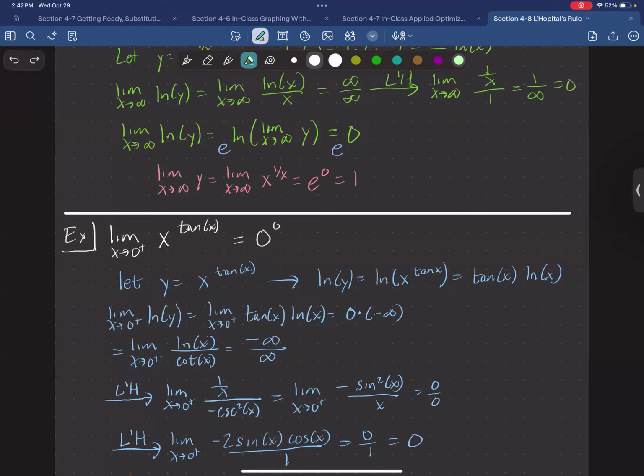That's not the answer. We didn't start with the limit as x goes to 0 of natural log of y. So we've got to get rid of the natural log. That's the hardest part to remember of these.